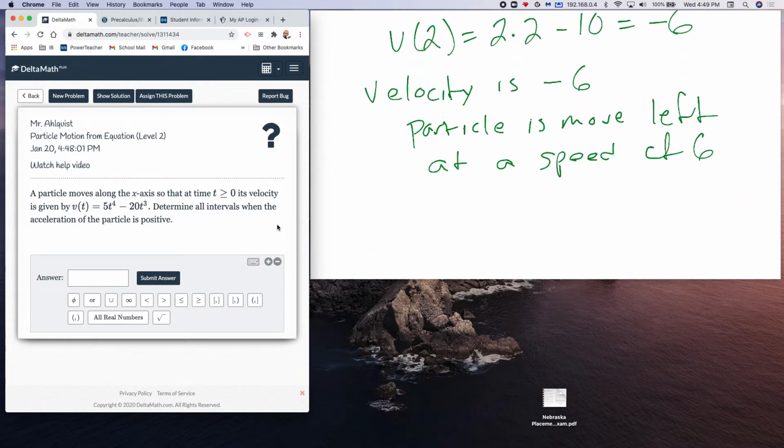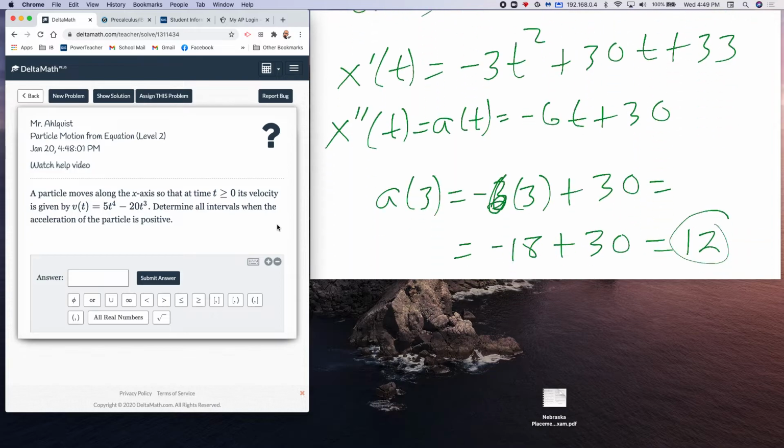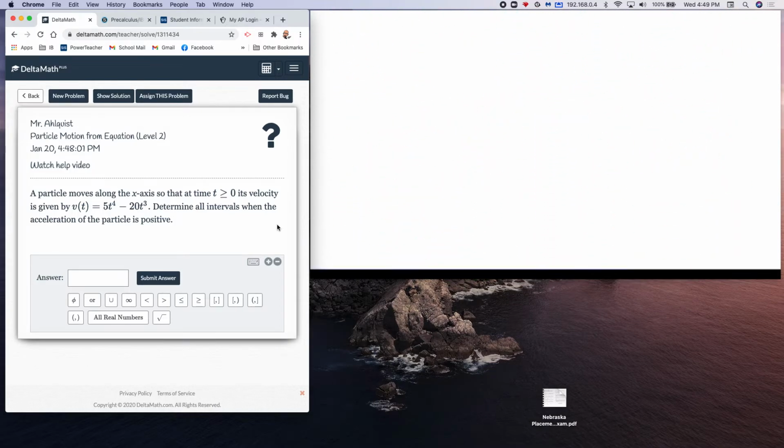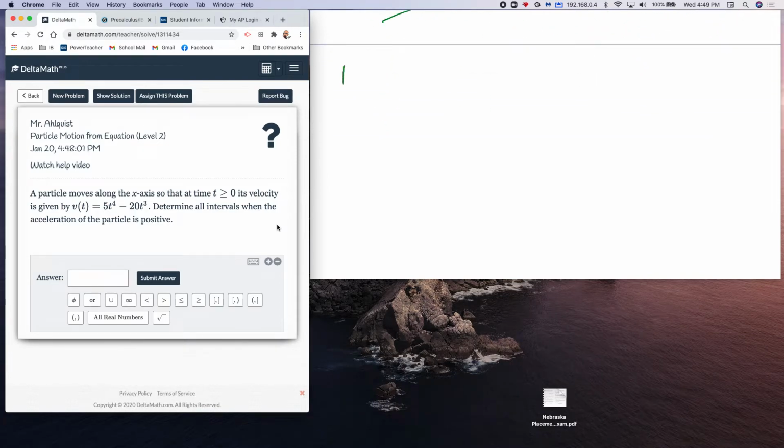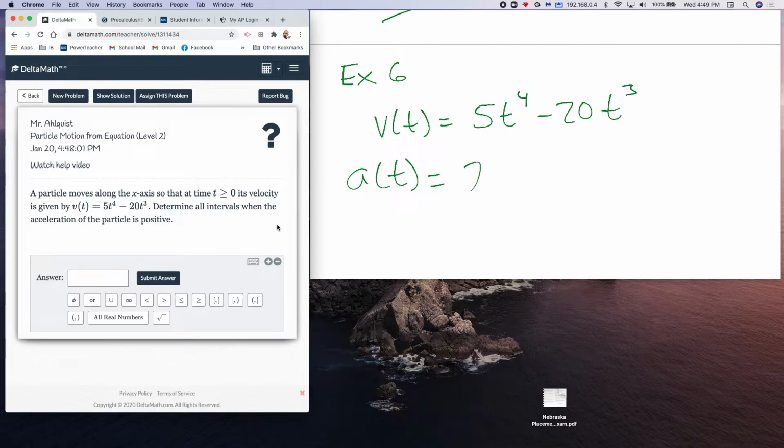Scroll down. I get to the bottom here, example 4, example 5. So this would be example 6. So if we want to know when acceleration is positive, we know that the velocity is equal to 5t to the 4th minus 20t cubed. So acceleration is equal to 20t to the 3rd minus 60t squared.